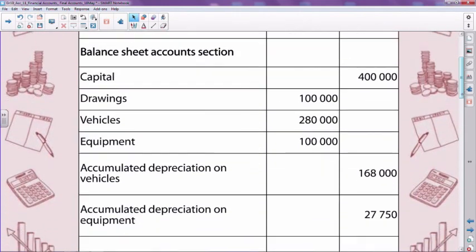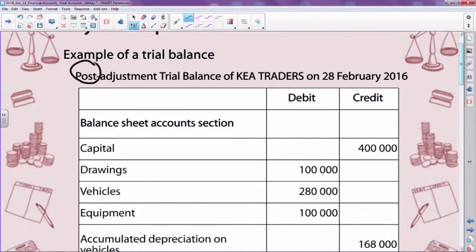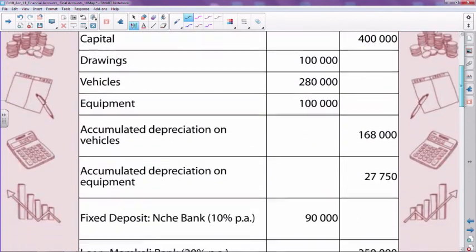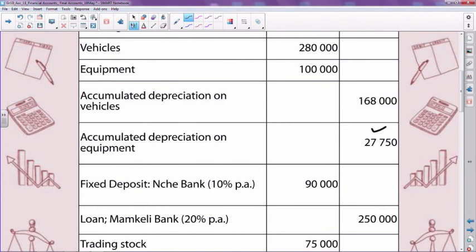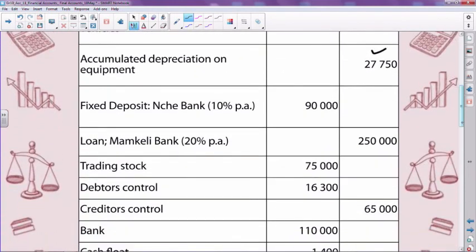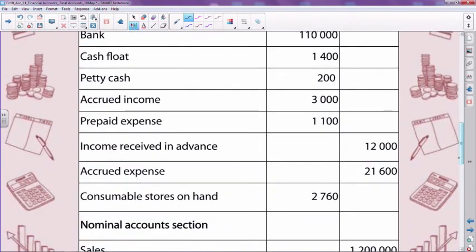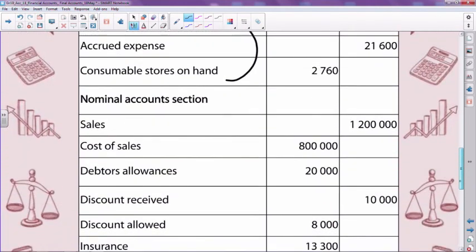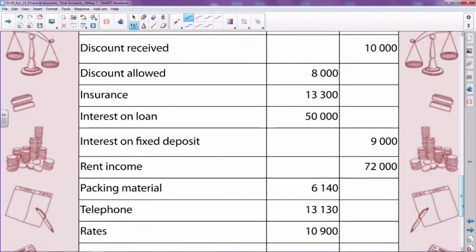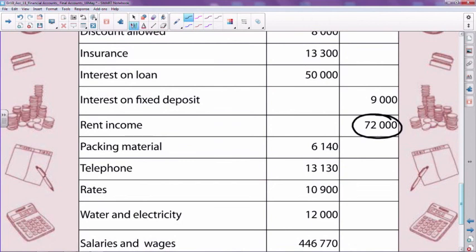Now, I'm going to give you a minute to look through the post-adjustment trial balance with me. I'm going to slide through it very quickly, just to highlight that it's a post-adjustment, after the adjustments, and to highlight a few things. As you can see, your accumulated depreciation went up. Most of the things stay the same, but now we have that adjustment in there. Your trading stock changed. What else can you pick up? As you can see, you've entered all of these new accounts: accrued income, prepaid expenses, income received in advance, accrued expense, consumable stores on hand, into your post-adjustment trial balance.